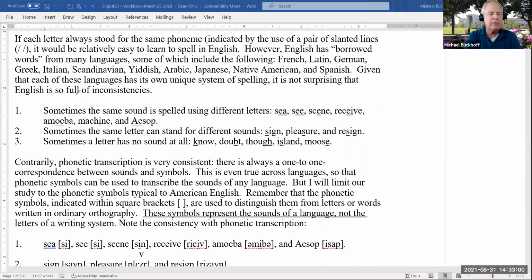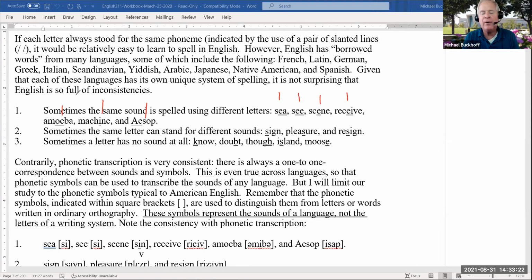Okay, so let's take a look at examples of inconsistencies here. So sometimes the same sound is spelled using different letters. So we have, you can see the word see, see again, seen, receive. We have amoeba, machine, and Aesop. Look at all those different spellings there. You got an EA and an AE, for goodness sake.